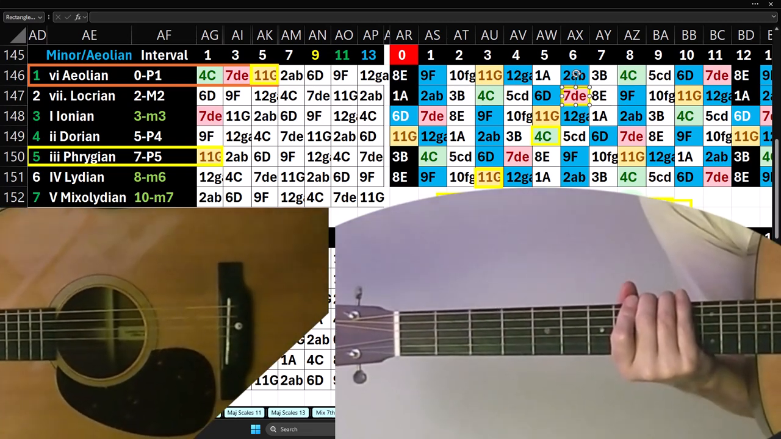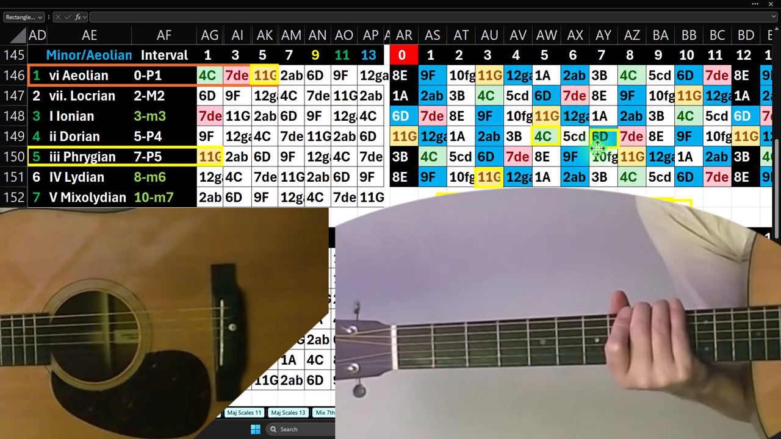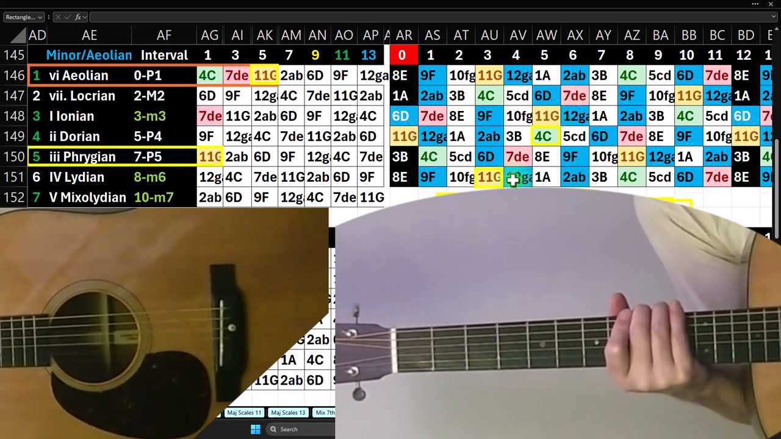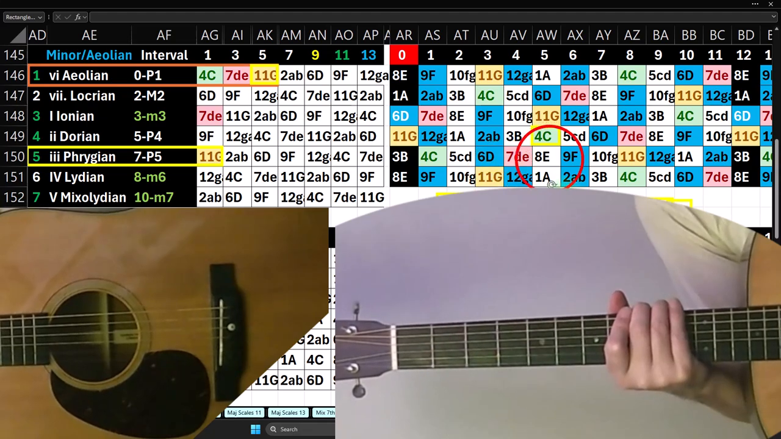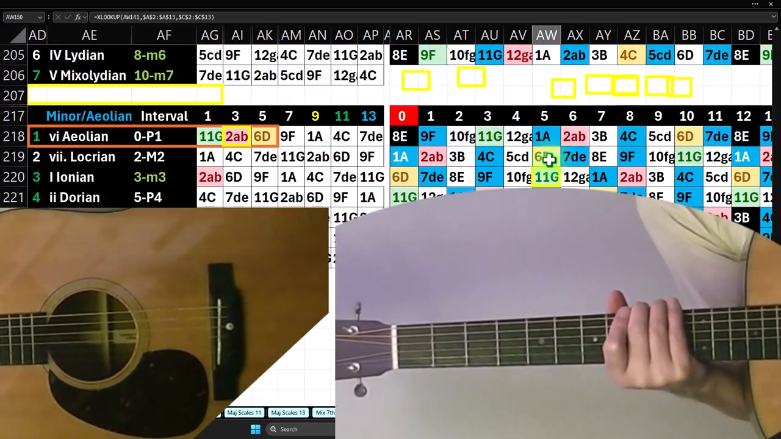Useful, I don't think, right there, at least for me. All right. Okay, so let's move on to this E, maybe. Let's move on to that E.